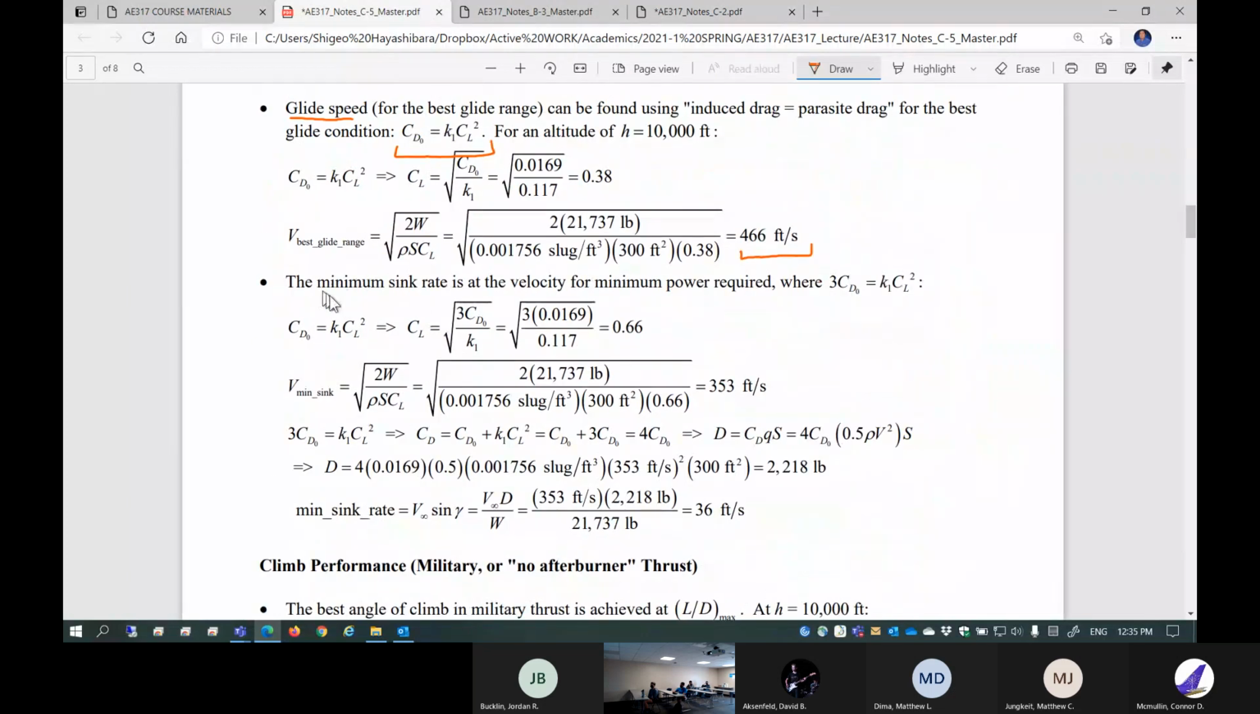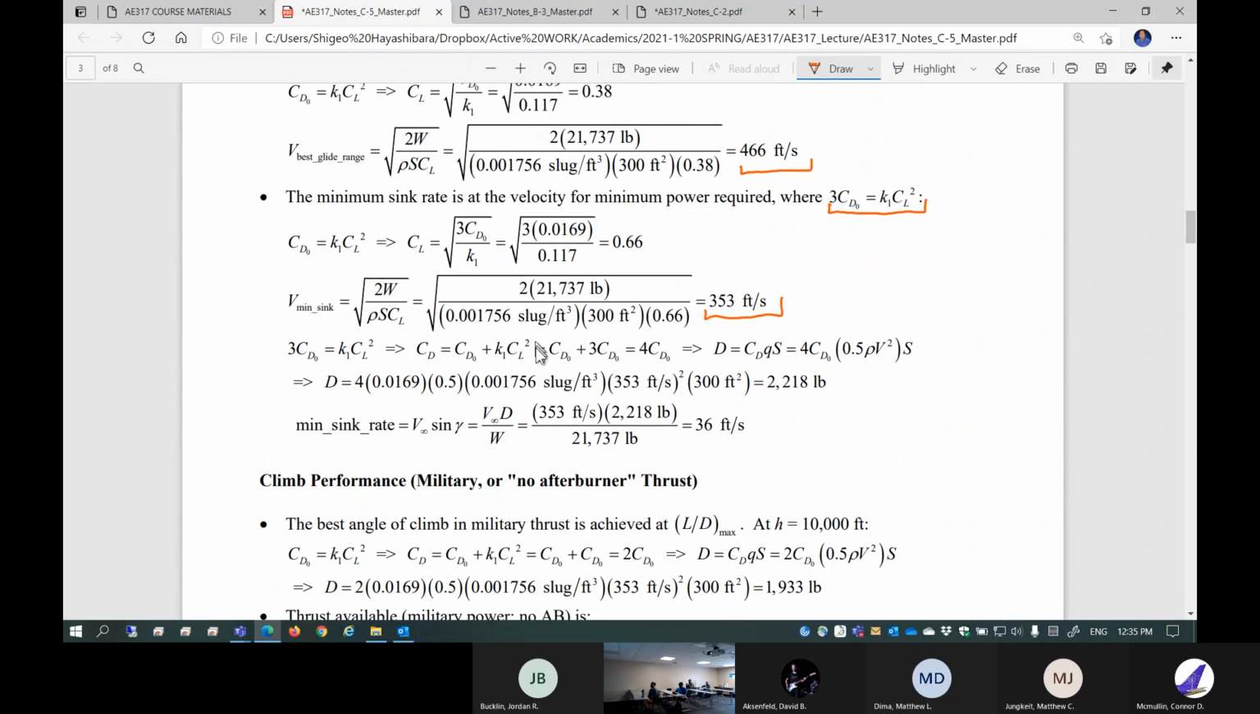Next thing is, what is the minimum sink rate? This is the condition for minimum sink rate. And then the corresponding airspeed for minimum sink rate you can determine. Okay. And then this is the sink rate itself. Again, the starting point is here. So this is the condition for minimum sink rate. You're going to pick up this condition to come up with the minimum sink rate. So you're going to compute all of those things.